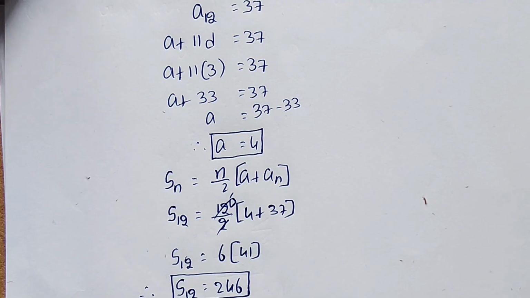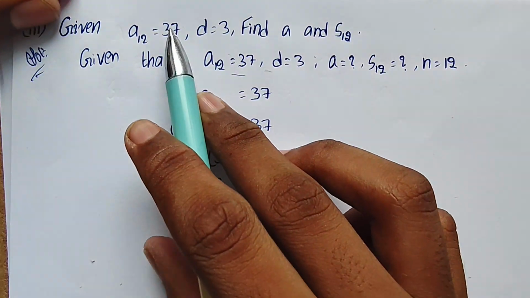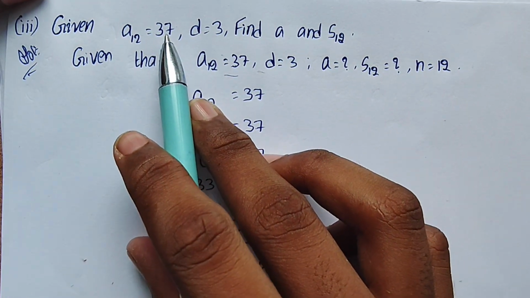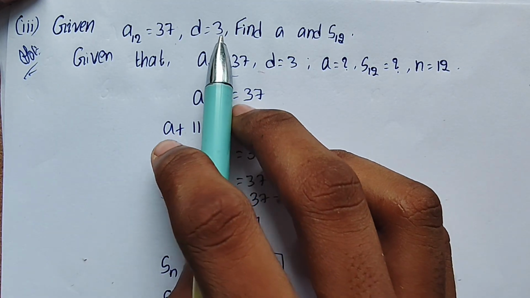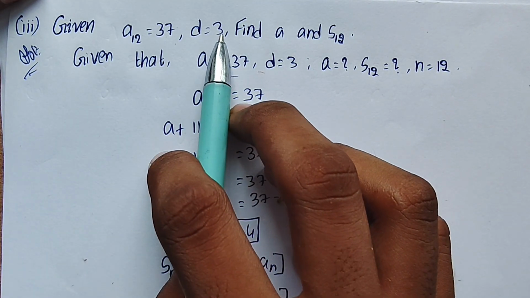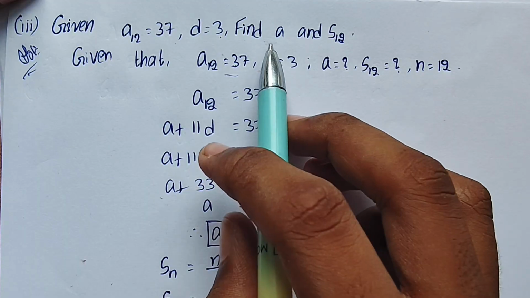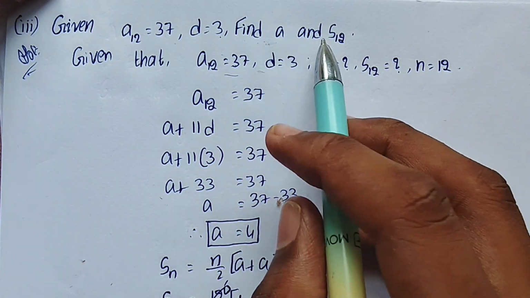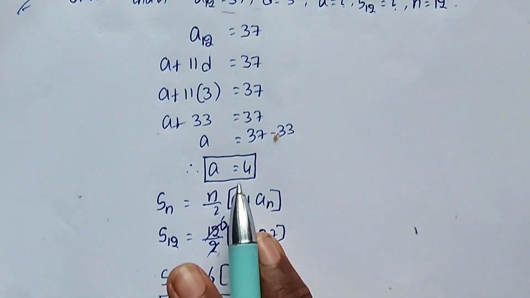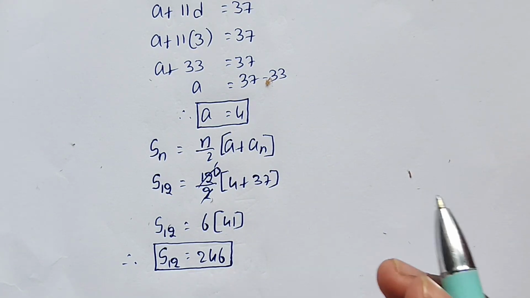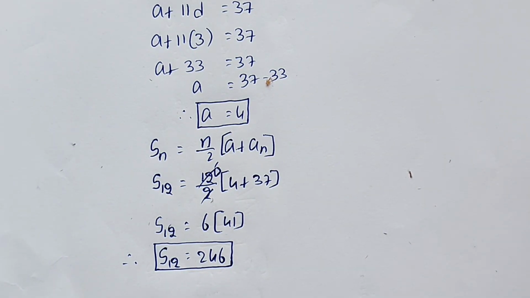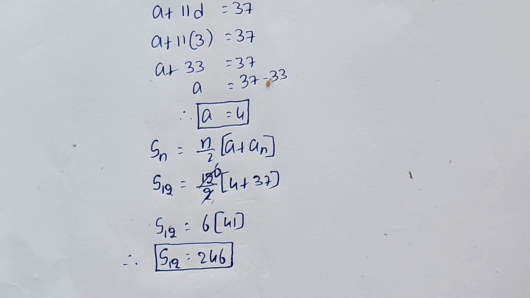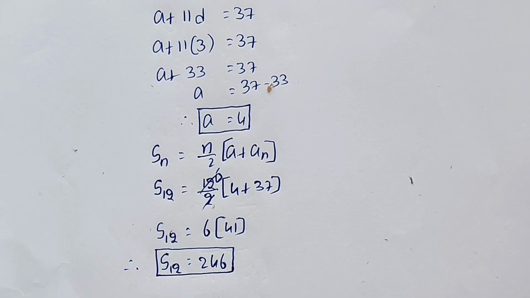By using the given data, A12 equals 37, meaning the 12th term is equal to 37, and d equals 3, meaning the common difference is equal to 3. We found the values of a and S12, that are 4 and 246. So I have completed the third question in this Roman. Now let's go to the fourth question.